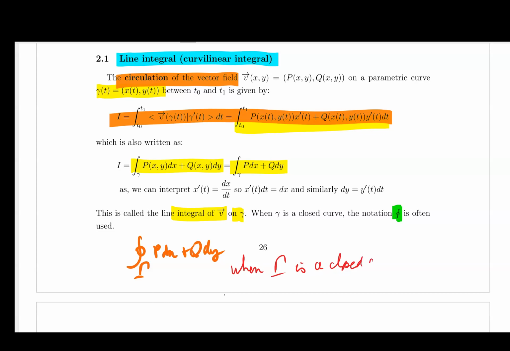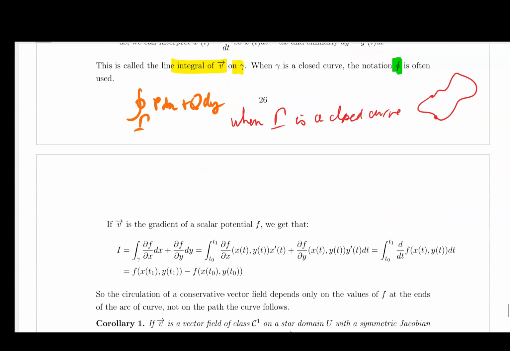What do we mean by a closed curve, by the way? It's just something where the beginning and the end can be the same. Well, you don't have to begin and end at that place, but then you can do it this way. So that is a closed curve.